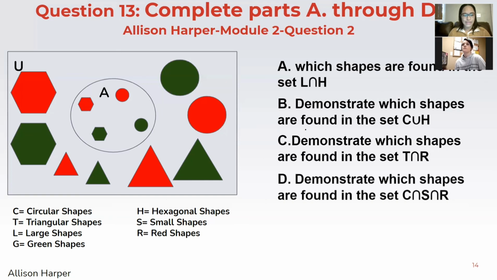And part D says demonstrate which shapes are found in the set C intersection S intersection R. I know that sounds so confusing, but we are looking for circles that are small and red, and that's all that means. So small red circles, we only have one. And it did spin, I promise. You just can't tell because it's a small shape.